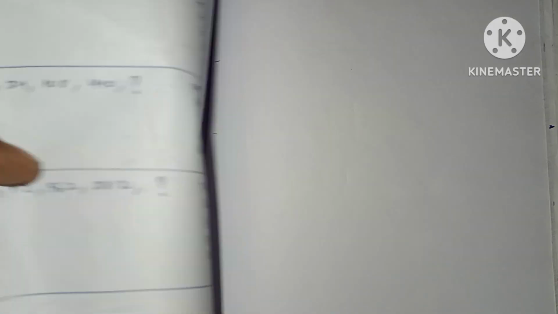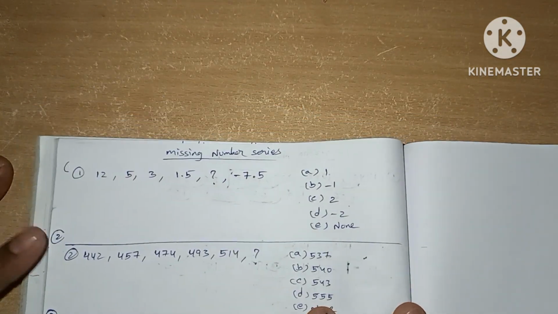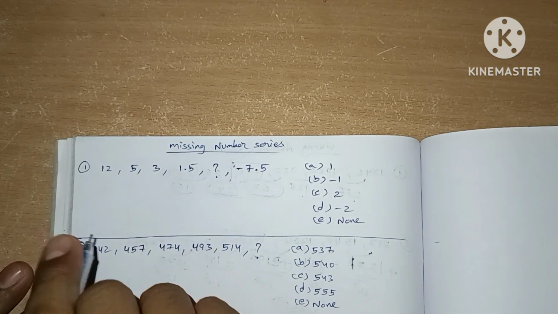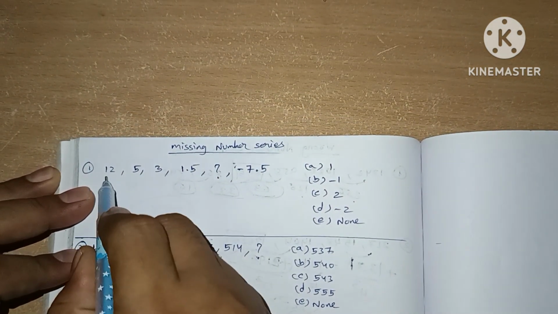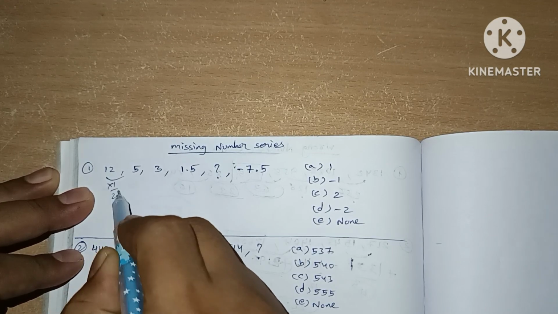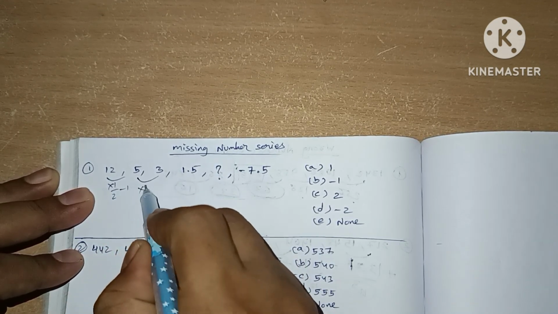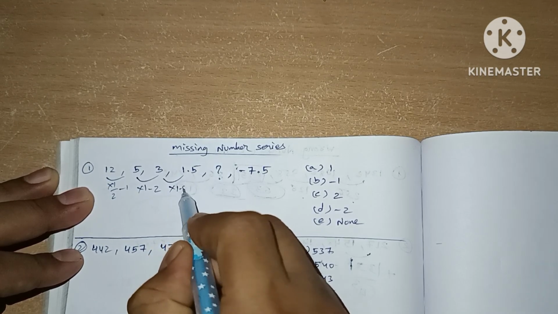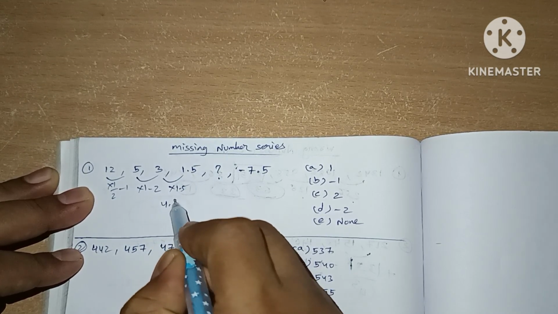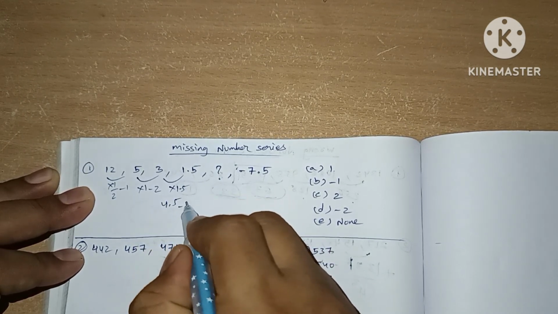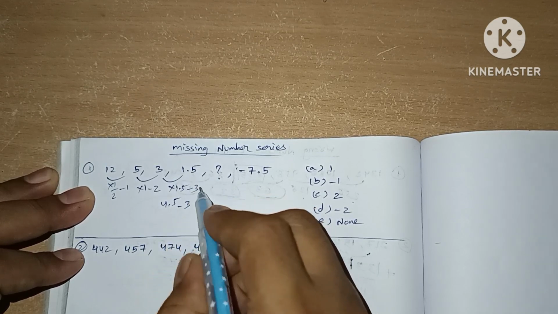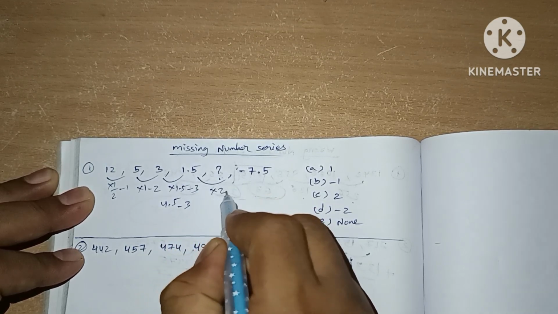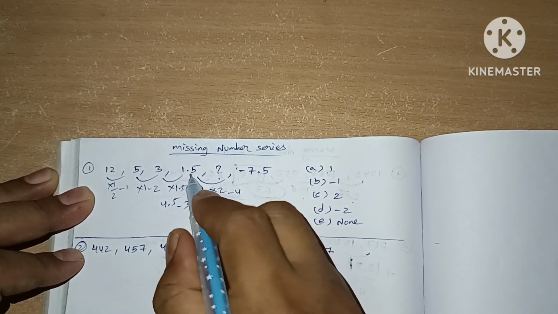Now we are going to see missing number series. In missing number series, it is clear that it is into half times will be 6, 6 minus 1. It is into 1 time minus 2. It is into 1.5 times, which will be 4.5. 4.5 minus 3, we get 1.5. So it must be into 2 minus 4.